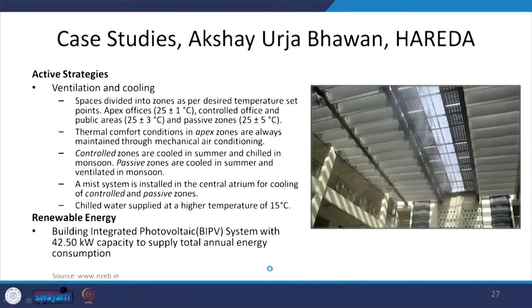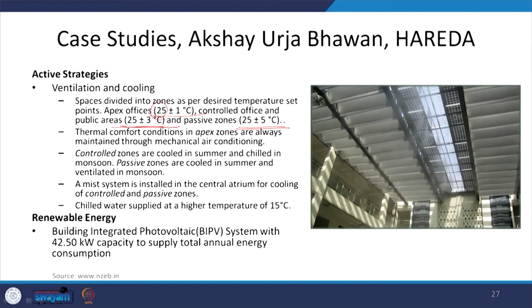In active strategies, they placed a lot of importance on ventilation and cooling. So, the entire space was divided into 3 distinct zones, and the first strategy that they used was maintaining proper set point temperatures, as we have seen. So, at 25 degrees plus minus 1 degree in the apex offices, and controlled offices and public areas were maintained at 25 plus minus 3 degrees centigrade, and passive zones were maintained at 25 plus minus 5 degrees centigrade.